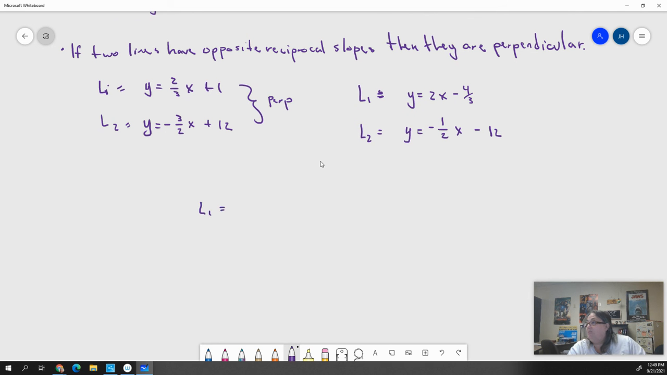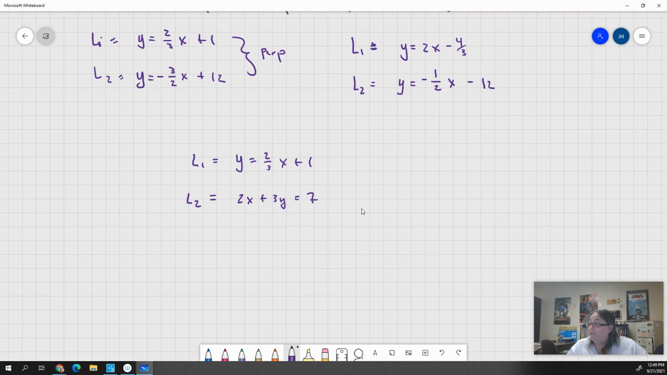say I have line 1, let's just try y equals 2/3 x plus 1, right? What if my line 2 was 2x plus 3y equals 7, right? I'm going to have to solve this whole thing for y to find out if my slope is good, right?